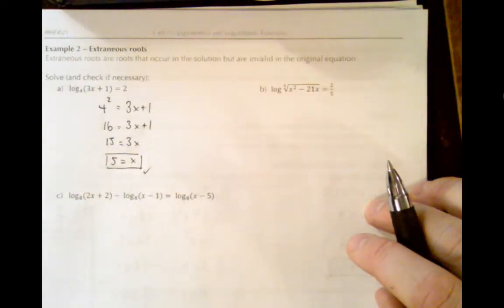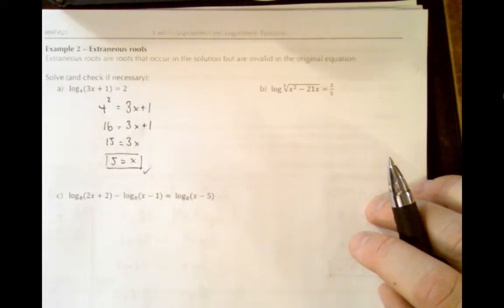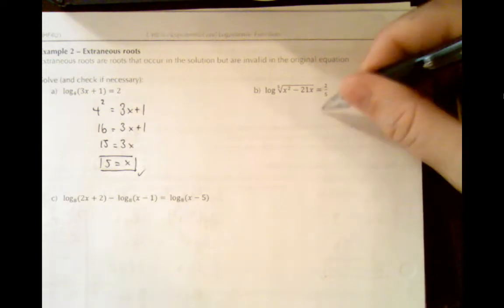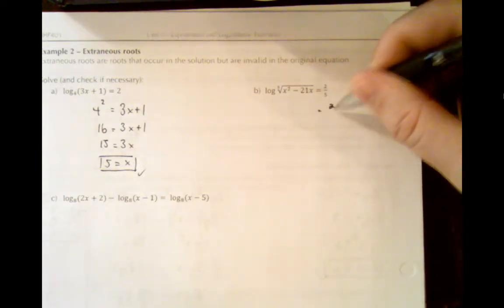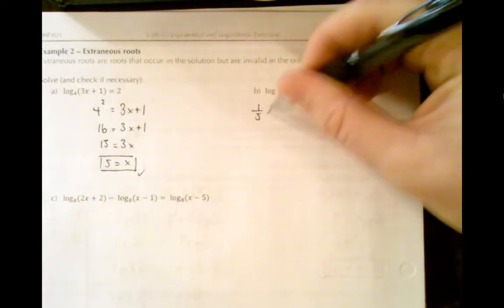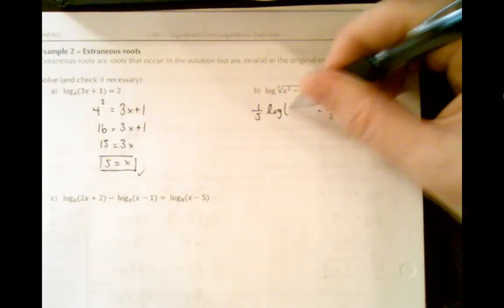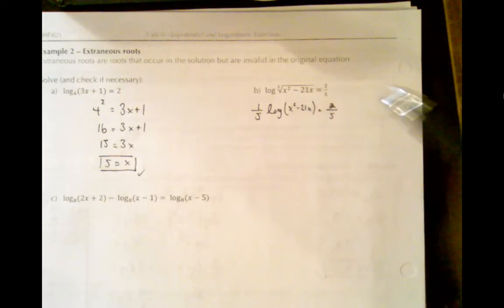For B, a little bit more complicated here. We can apply the same strategy, rewriting this as a power, but it might be easier to clean it up first before we do that. So let's get rid of this radical. How do we get rid of a radical? Well, we use the law of logs for roots. If we have the 5th root, we can rewrite this as 1 over 5 times the log of x squared minus 21x. Spoiler, this is going to be a quadratic. We actually have a quadratic argument here.